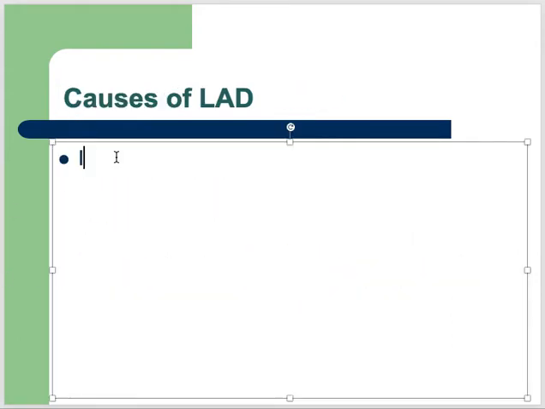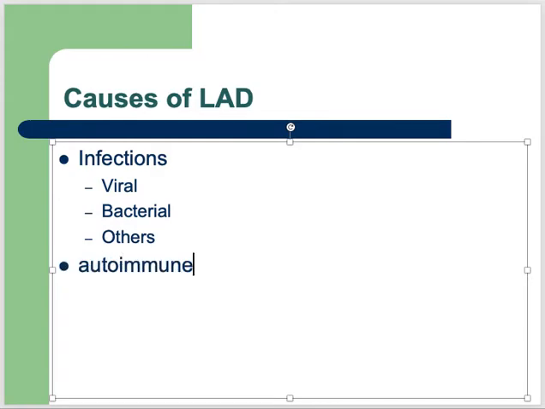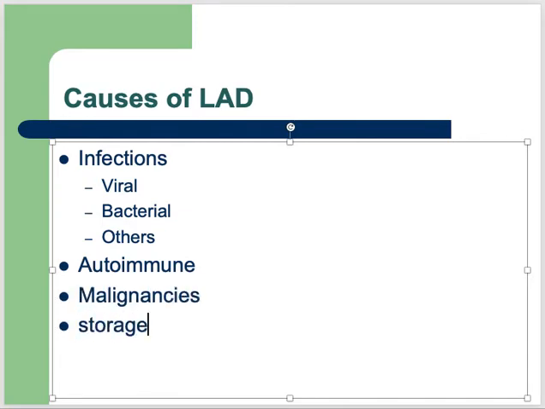The most common cause of lymphadenopathy is infections, guys. Remember this. Now infections could be viral, could be bacterial, could be others. Other causes of lymphadenopathy are autoimmune causes, as well as malignancies, as well as storage diseases, and again others. For example, viral causes: there are many viral infections like upper respiratory tract infection, EBV, CMV, HIV. Many bacterial infections. Others means spirochete infections, protozoan infections, fungal infections.